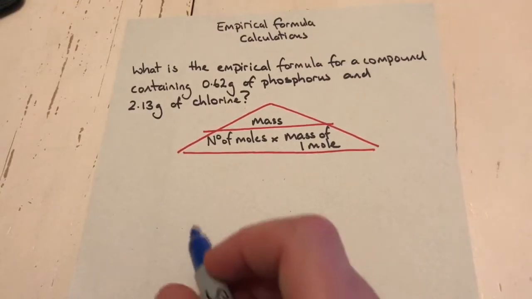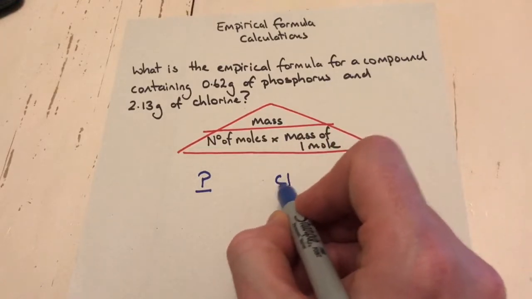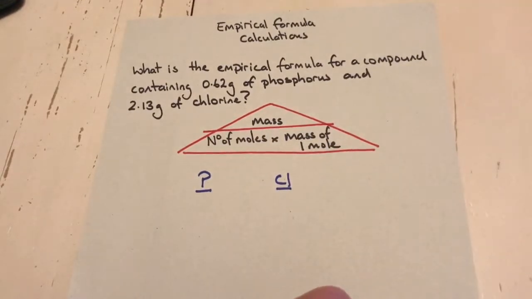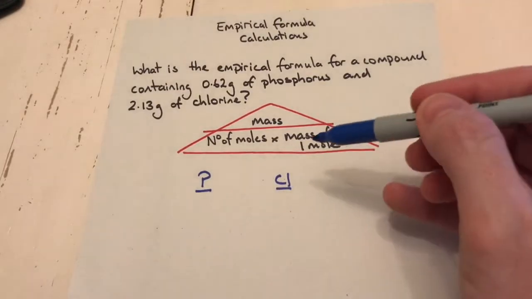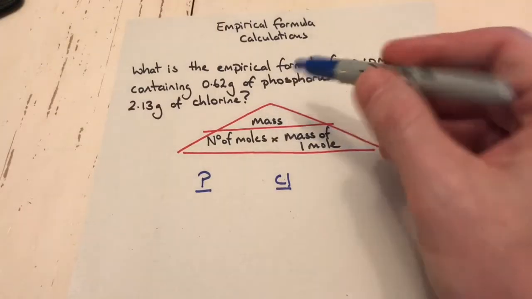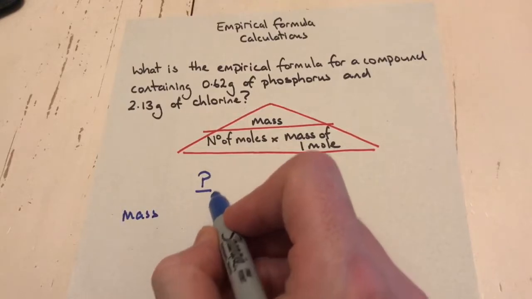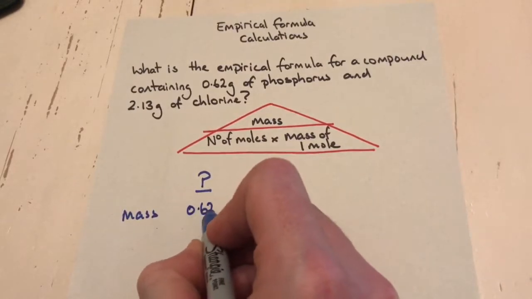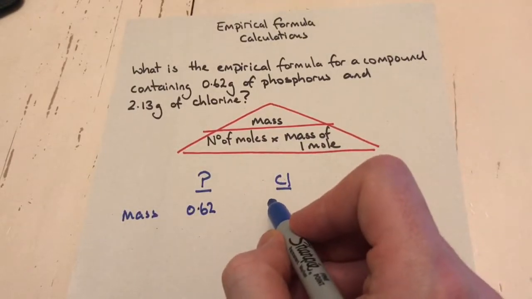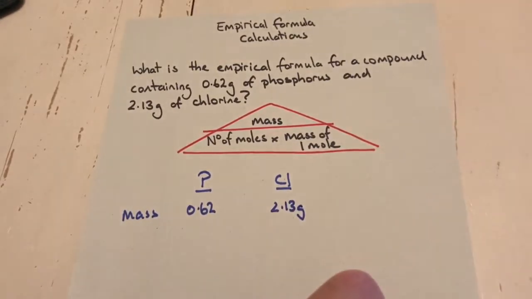So our first job is we write down the symbols for the two elements that we've got in this example that are going to form the empirical formula. So we've got phosphorus and we've got chlorine. Using the triangle, we're going to write down the mass first. So the mass from the question, let's write down that we're recording the mass. And it says there is 0.62 grams of phosphorus and 2.13 grams of chlorine.